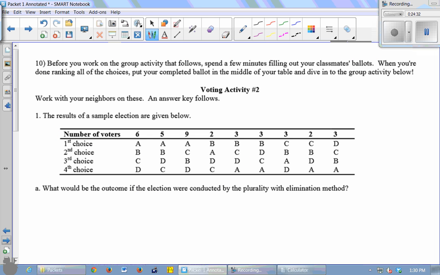All right, before I have you work on the group activity where you're going to practice using plurality with elimination and pairwise comparisons, the two methods we learned today, first I'm going to hand out the ballots that you emailed me, and you can fill them out for each other. And then while you're working, I'll divvy them up and give you your own ballots.